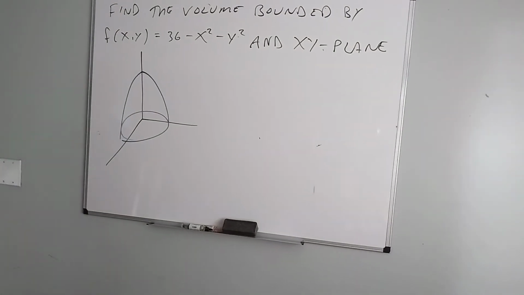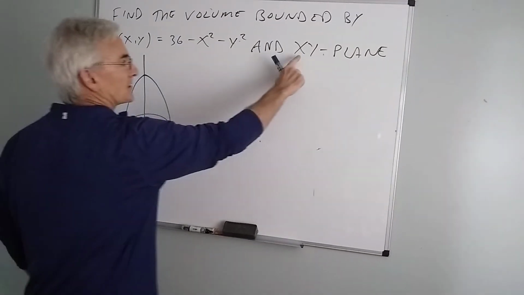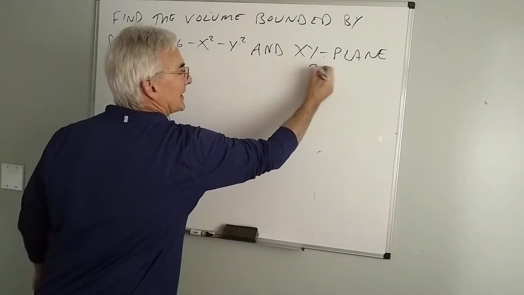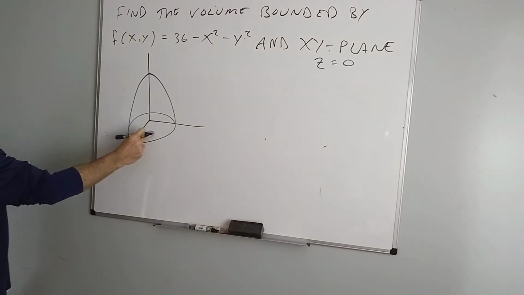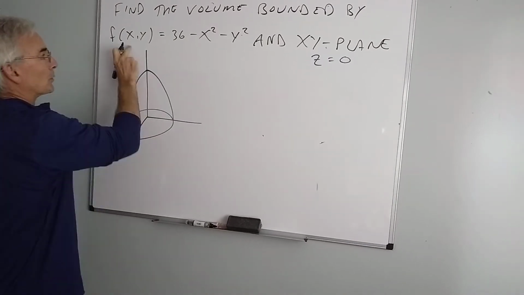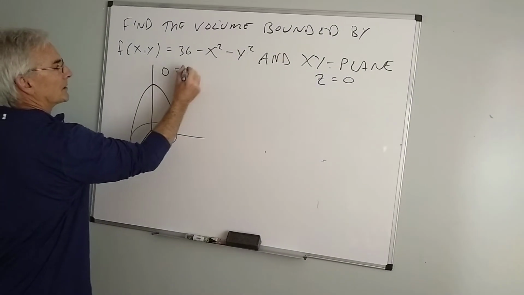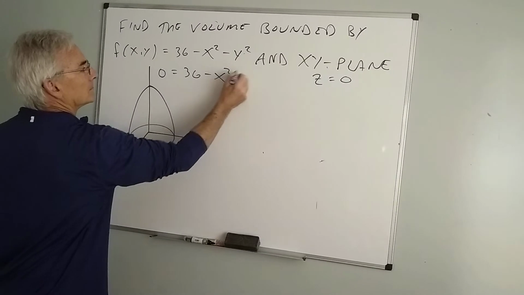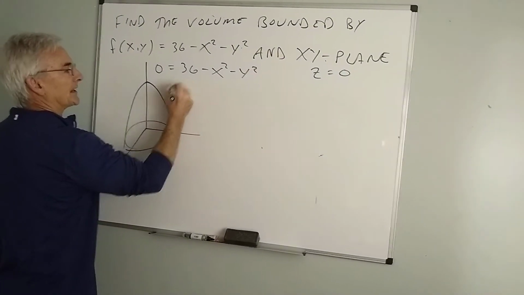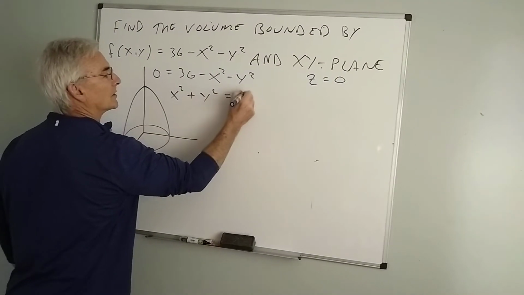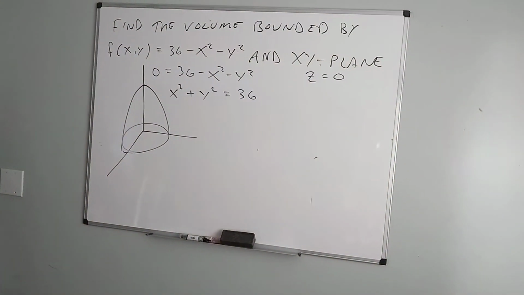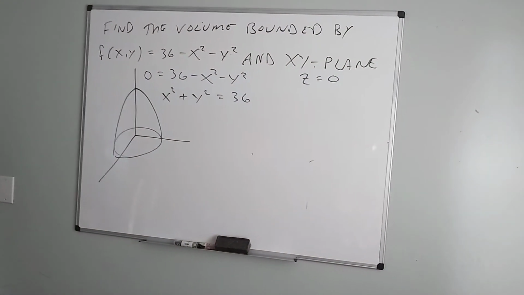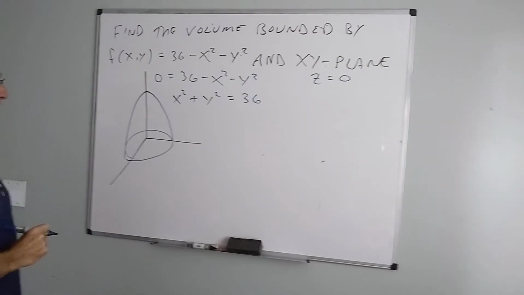Now, which circle is it? Well, if I'm bounded by the xy plane, that is z equals 0. So if I'm trying to figure out what that circle looks like, I'll simply replace z with 0. And you'll notice we get x squared plus y squared equals 36, which is a circle of radius 6. I would like to set up this integration using polar coordinates because it'll be much simpler.